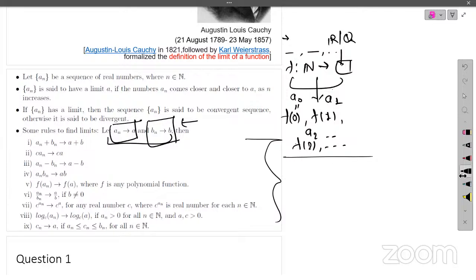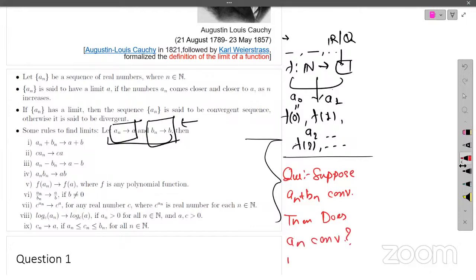These are your hypothesis conditions; first you assume these and then conclude something. Because I think we saw some example where an plus bn actually converges, but neither an nor bn converges, right? So I think we have already seen this question. The question was: suppose an plus bn converges, then does an converge? This is one question. And another one: does bn converge? This is another question.